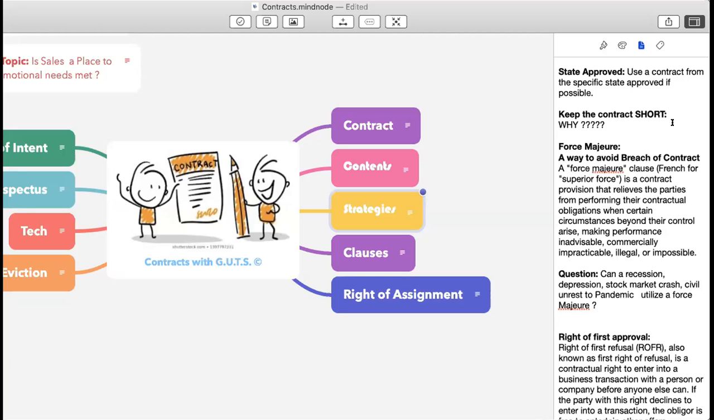Felipe, back in the role play. Felipe, my contract is 2.5 pages. It's in 18 size font.